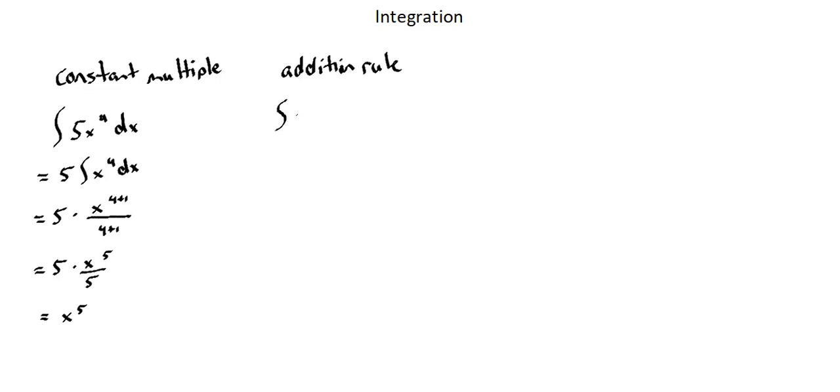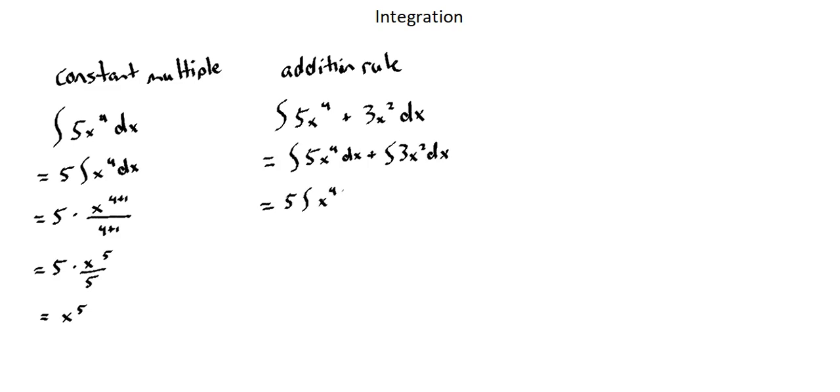The integral of 5x to the power of 4 plus 3x to the power of 2 with respect to x is the integral of 5x to the power of 4 with respect to x plus the integral of 3x to the power of 2 with respect to x. We can now apply the constant multiple rule: 5 times the integral of x to the power of 4 with respect to x plus 3 times the integral of x to the power of 2 with respect to x.